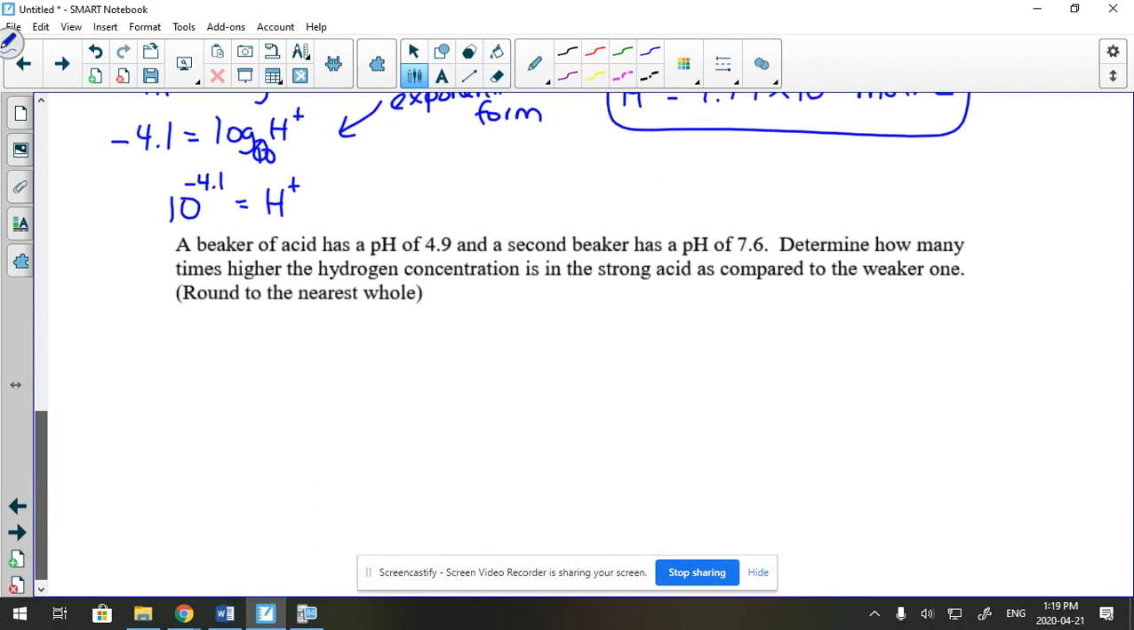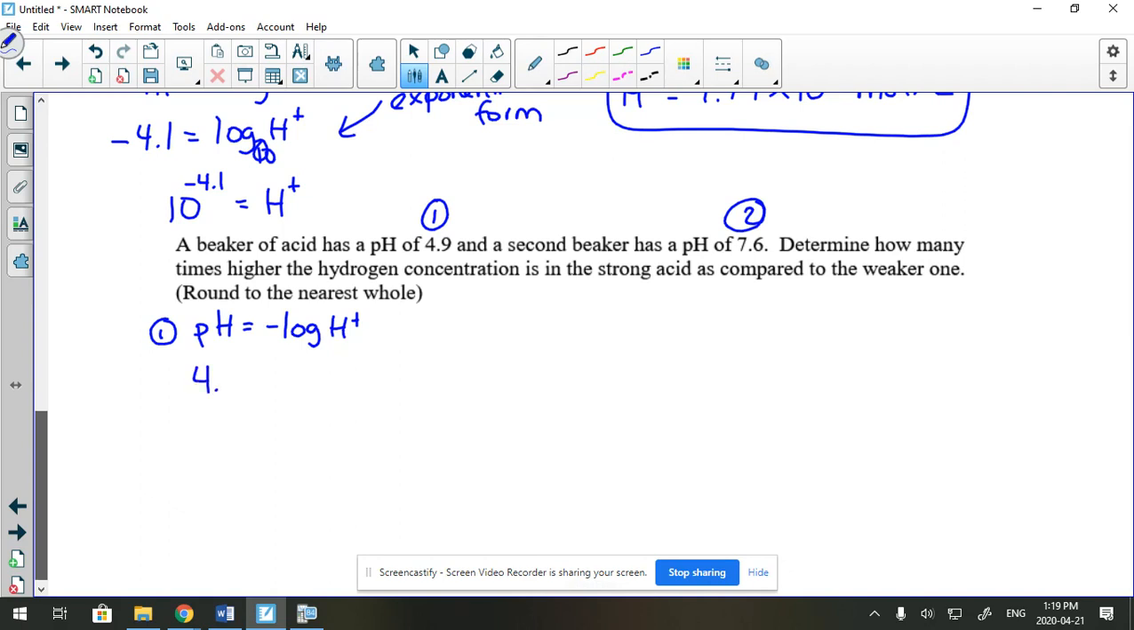We'll just go through one more. It says a beaker of acid has a pH of 4.9, and then I have a second beaker, and it has a pH of 7.6. I want to know how many times higher the hydrogen concentration is in the strong acid as compared to the weak one. So now I have two different substances. So first of all, I want to find out the hydrogen concentration of each of them individually first. So I'm going to do this one first, and this one second to calculate hydrogen concentration.